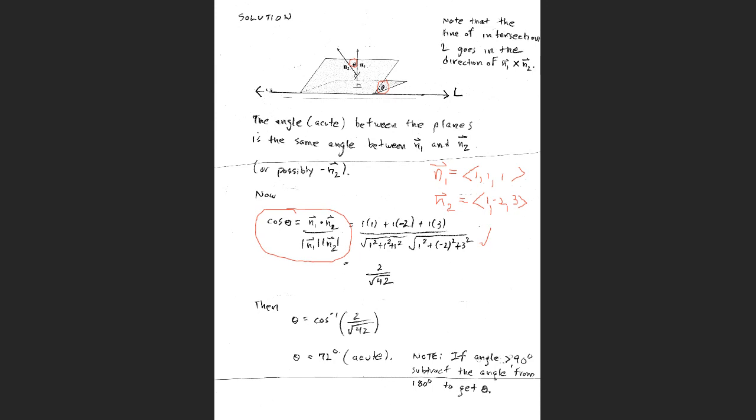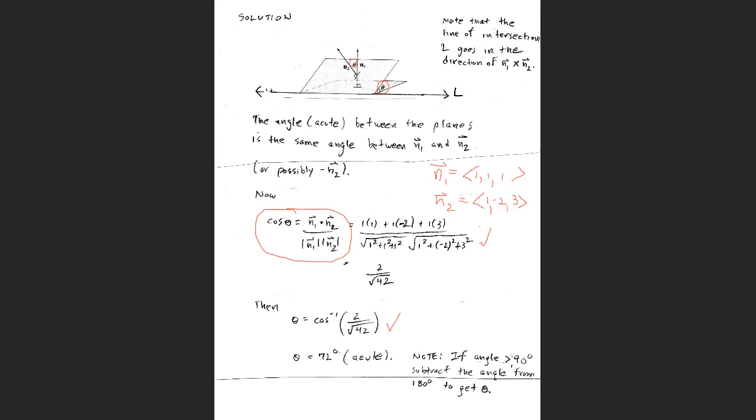So they work it out then, and you get 2 over the square root of 42. And so theta is going to equal the arc cosine of 2 over root 42. You will get 72 degrees for that, and that is going to be the acute angle.